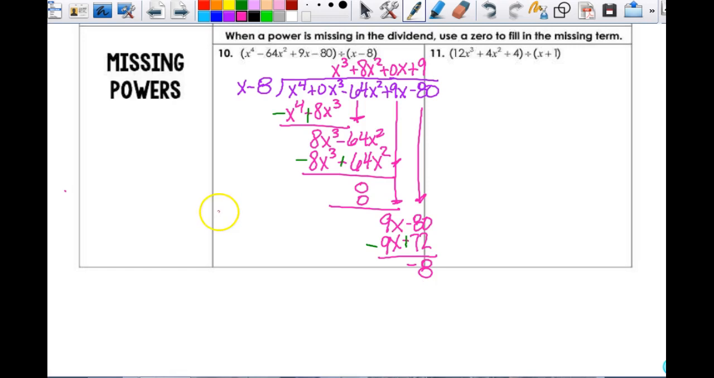So I get x cubed in the end, x cubed plus 8x squared. I do not have to write that 0x. Plus 9, and then that's minus 8. So that becomes minus 8 over x minus 8. Can I cancel these 8s out? No. I better never see anything like that ever, ever. Okay, we good? Any questions at all? All right, you work on the last one.